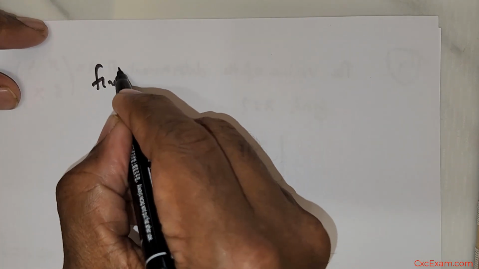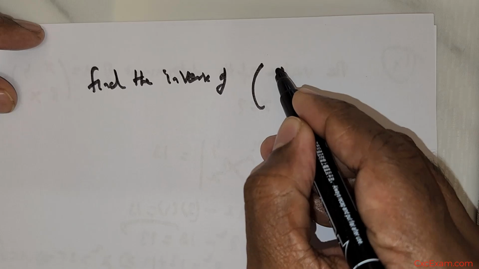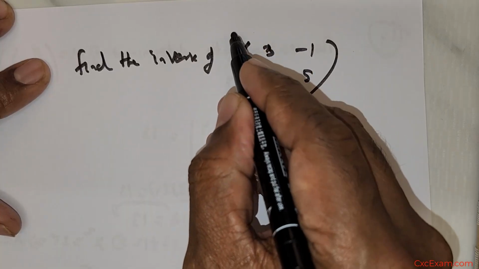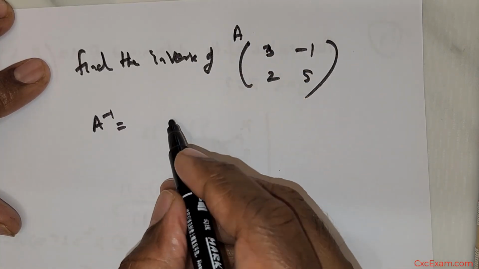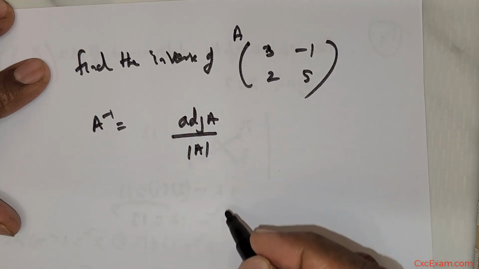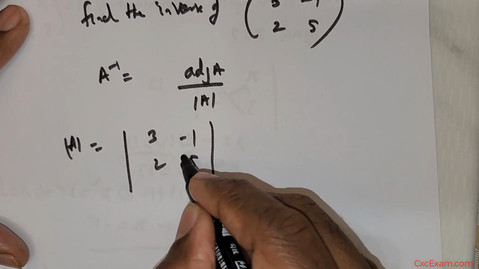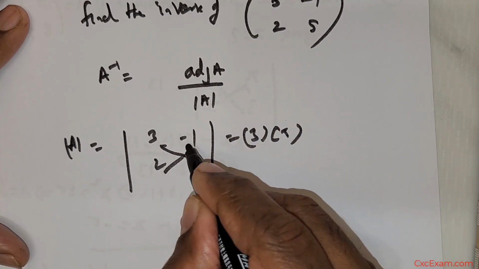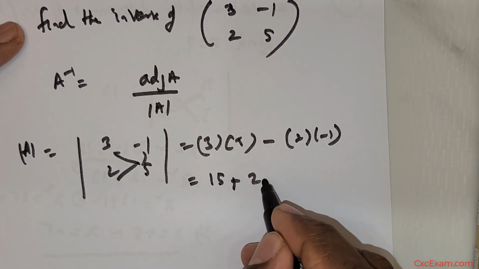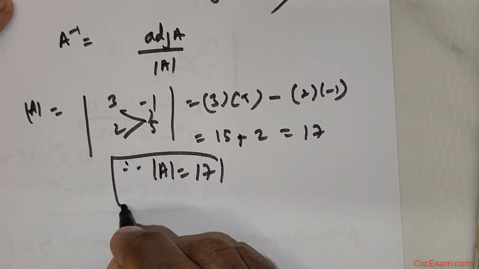Next we have to find the inverse of this 2 by 2 matrix. Let me write this down. Find the inverse of 3, negative 1, 2 and 5. Right. Now if you were to take this matrix as A, A inverse is nothing but the adjoint of A divided by the determinant of A. Now to get the determinant of A, 3, 2, negative 1 and 5, cross multiply 3 with 5. When you go this side, you take a negative sign. So 2 times negative 1. So this is 15 positive 2, it's going to be 17.